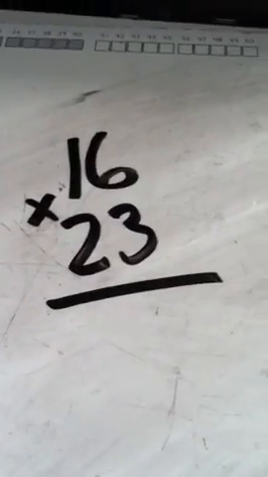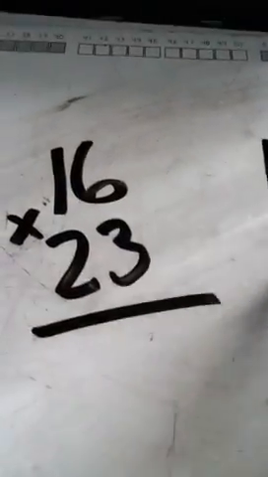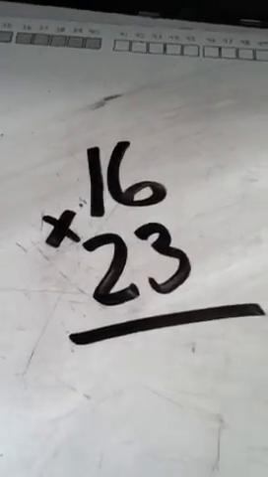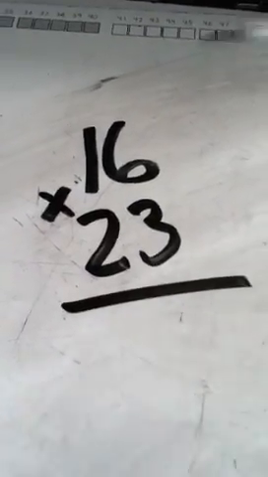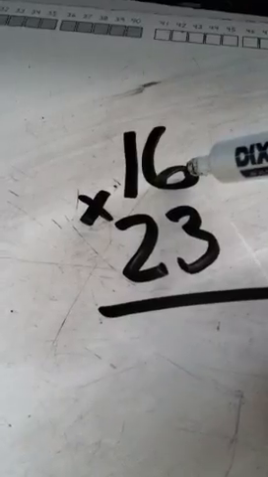So I'm going to walk you through and show you 2 different ways to solve this. I'll show you the traditional multiplication way, and then also, I know some of you guys like using lattice, so I'll also show you the lattice way to do it. So on your traditional multiplication way, you have 16 times 23.